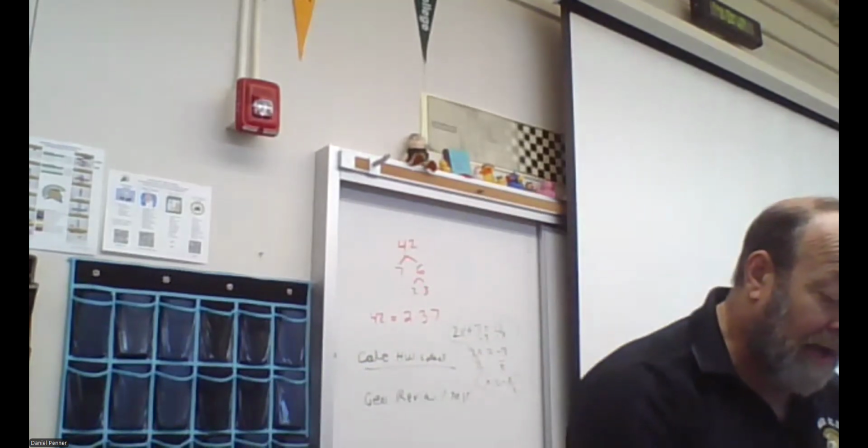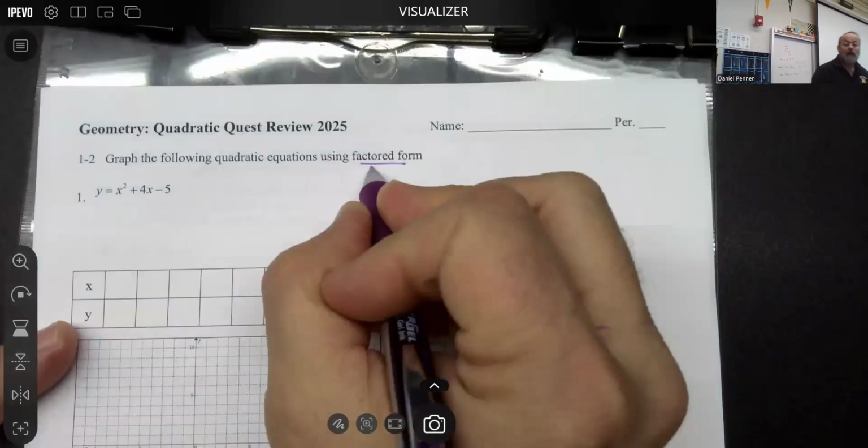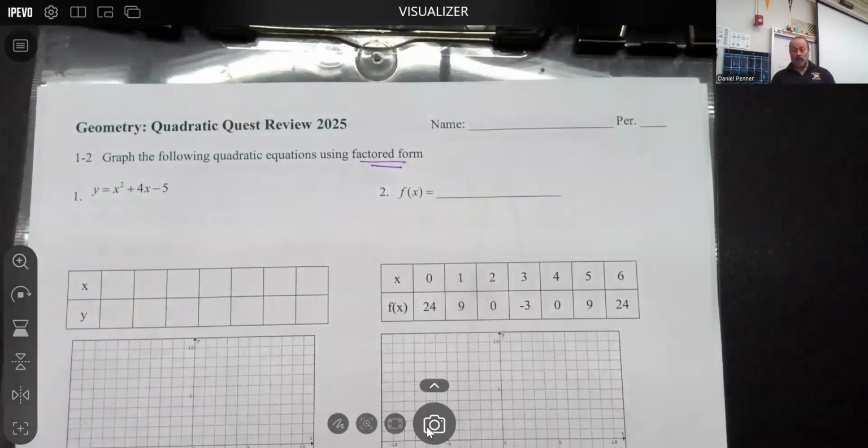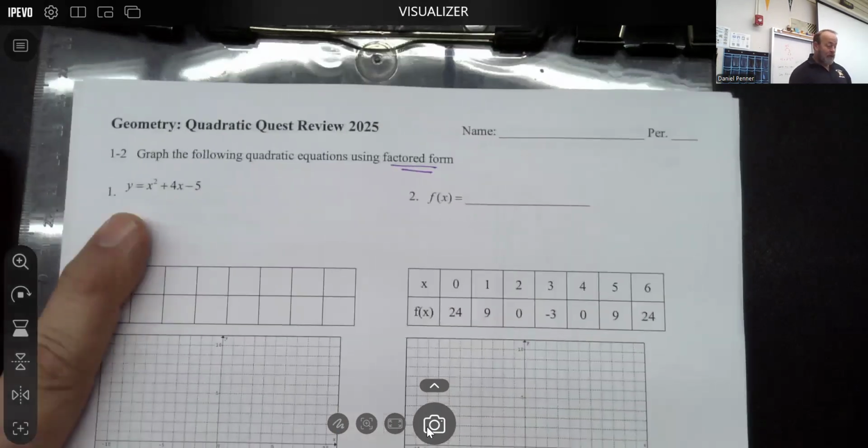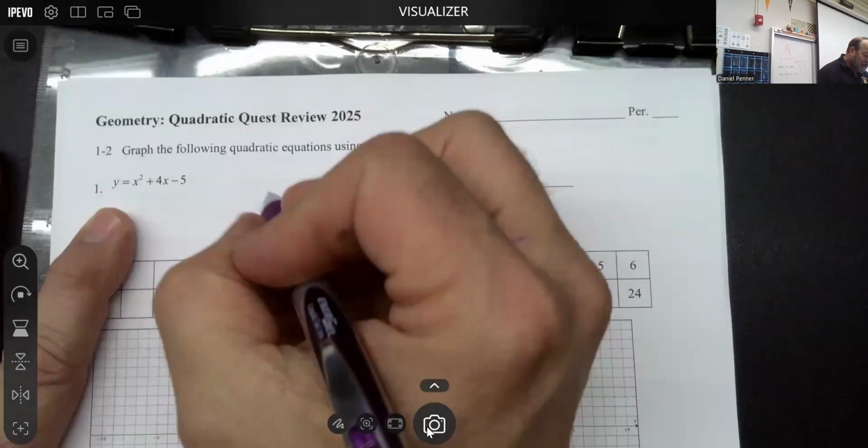You're going to notice in this very first problem, what we specifically asked you to do is graph the following using factored form. Now, we've recently learned using the axis of symmetry, or the line of symmetry, as a method to do this, but this one specifically asked for factored form. But I'm going to double check my answer using that line of symmetry that we learned recently. So, first problem says let's factor it.